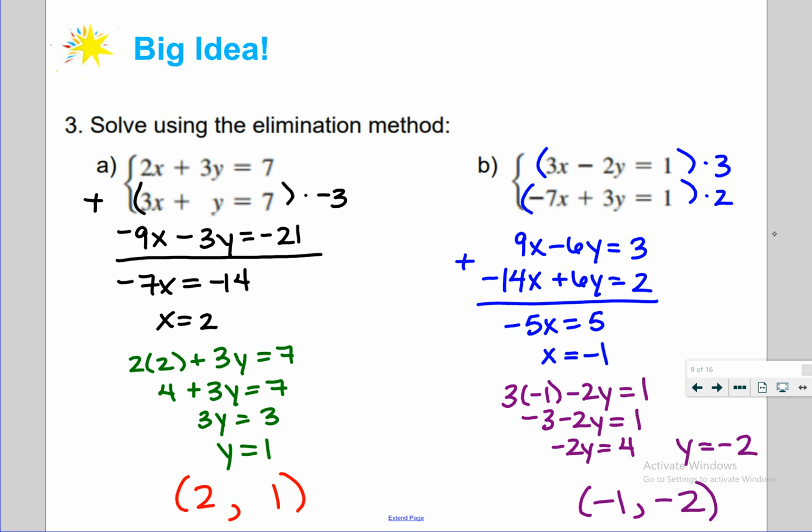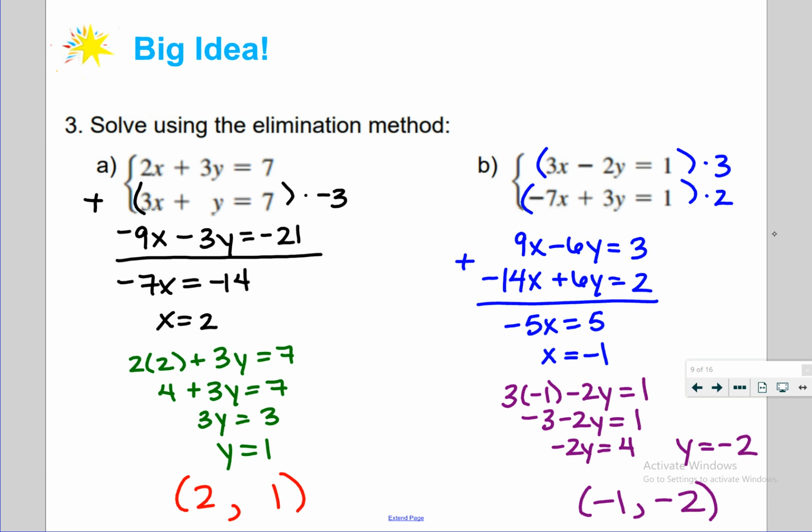Okay. If you're not ready, don't look. Answers are at the bottom. So on the top one, I multiplied just through a -3 to make sure I had opposites. The second one's a little tricky because you can't just multiply an integer through and get those opposites.